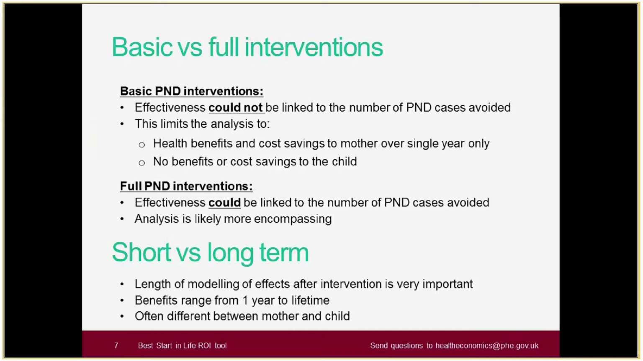In terms of the interventions, something else that's quite important to flag up is that some of them have very different timescales involved. So the benefits can range from between covering 1 year to a lifetime, and these often differ between the mother and the child. So it's important to try and factor that into your decision making as well. When we come on to see the tool, it does quite a good job of trying to flag up exactly what the timescale was and what benefits and things were included and what were not.